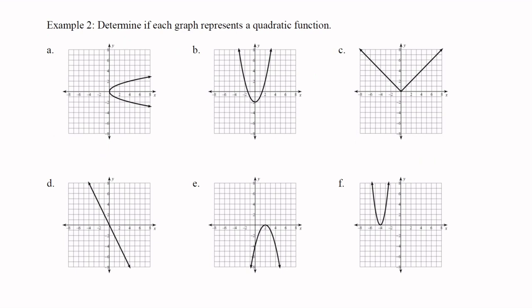So in A, we have a parabola, but it's on its side, and it fails the vertical line test, so that one's not quadratic. For B, we have a parabola, so it is quadratic. C is not a parabola, it's two straight lines, so it's not quadratic. D is just a line, so it's linear, it's not quadratic. E is a parabola, so it is quadratic. F is also a parabola, so it is also a quadratic.